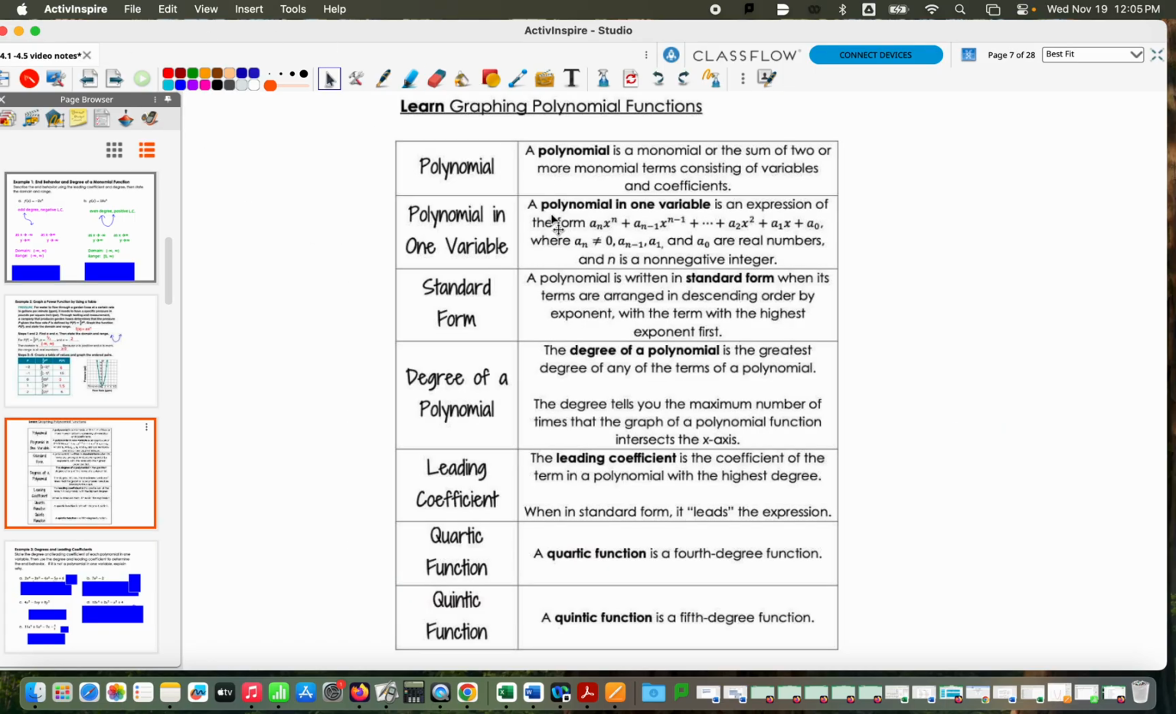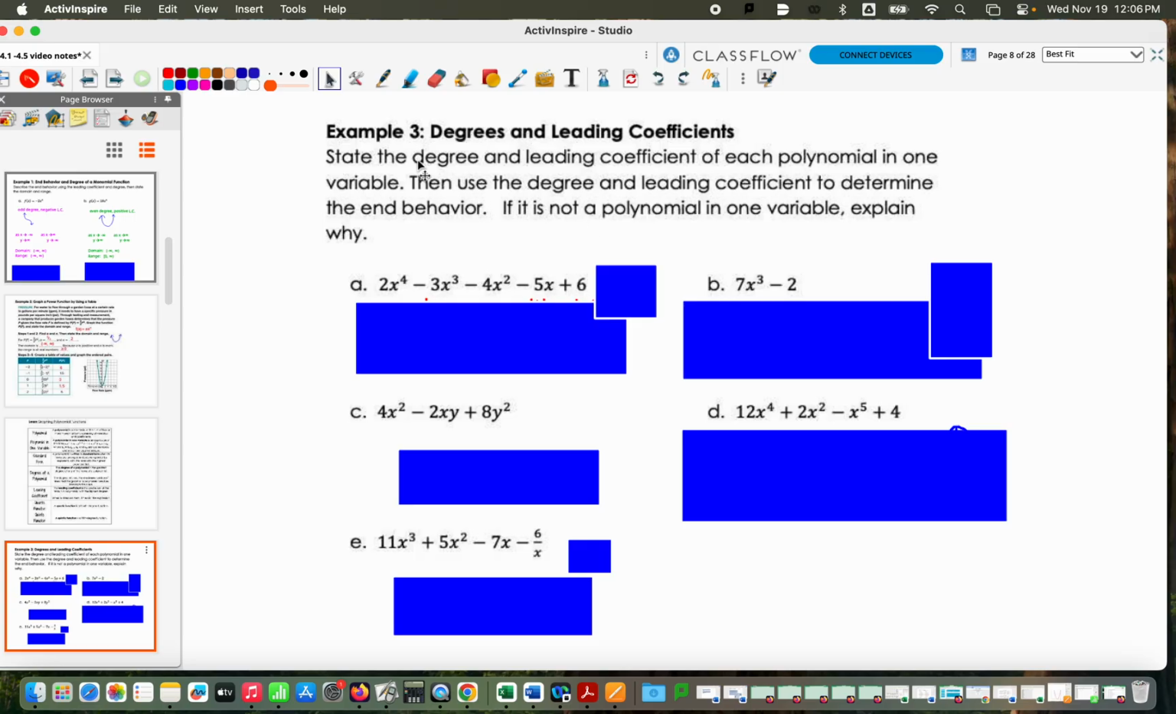So those are polynomials. Quartic and quintic are just some other names you could give. Like we have, x squared is quadratic, x to the third is a cubic, x to the fourth would be called a quartic. Think about 4 quarts, and quintic would be x to the 5th power. Not that you have to know those names, but you might see them pop up here and there. All right, so say the degree, leading coefficient, and whether it is a polynomial in one variable, and use it to determine the end behavior.